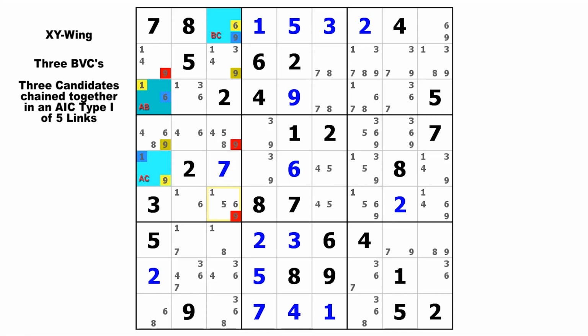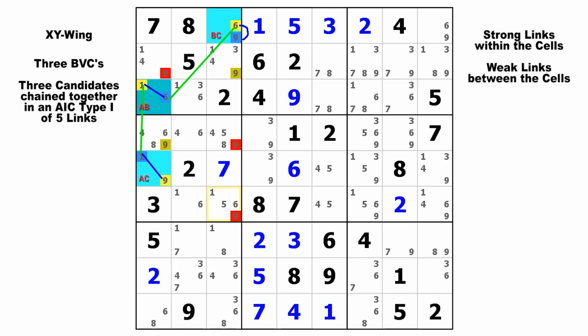Strong links will be blue, and weak links will be green. So we've got a strong link from this 9 to this 6. I'm going to have to draw it like that. And then we've got a weak link to this 6, a strong link to this 1, a weak link to that 1, and then finally a strong link to that 9. Notice that the strong links are all within the cells and the weak links are all between the cells.